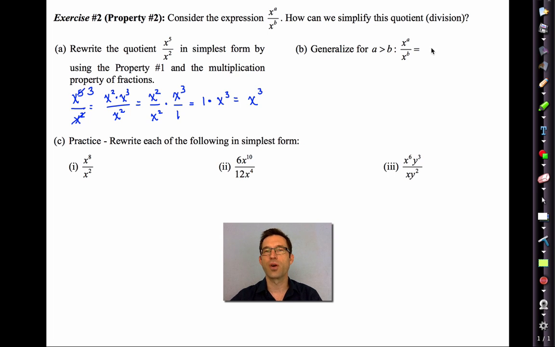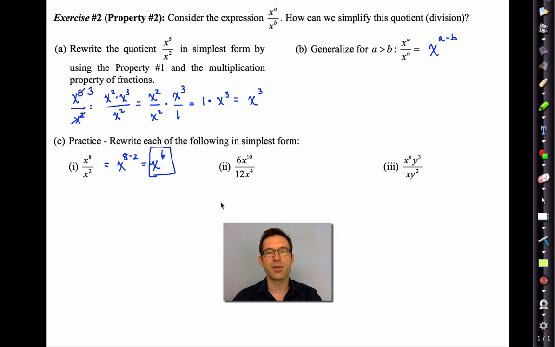But ultimately, what's our rule? X to the a divided by x to the b is x to the a minus b. Now be careful, because when we work with quotients, we've got subtraction of powers involved, and when we have subtraction involved, that's not commutative anymore. Now it's still easy enough. X to the 8th divided by x to the 2nd will be x to the 8 minus 2, which is x to the 6th.